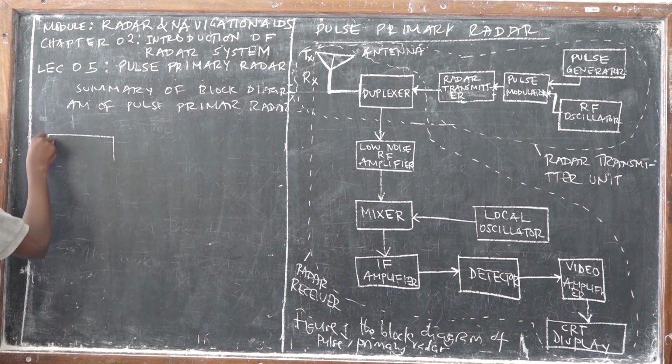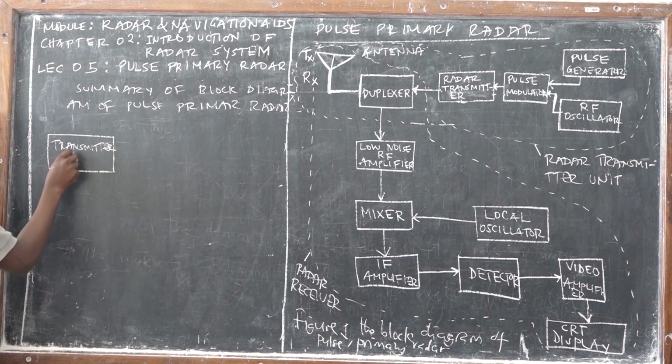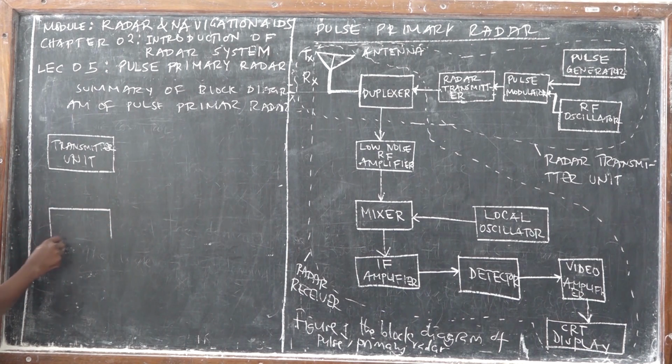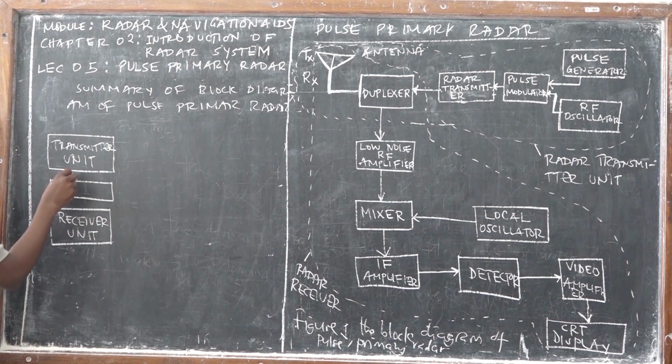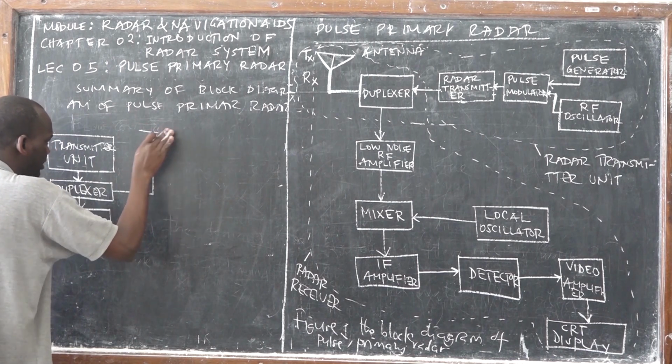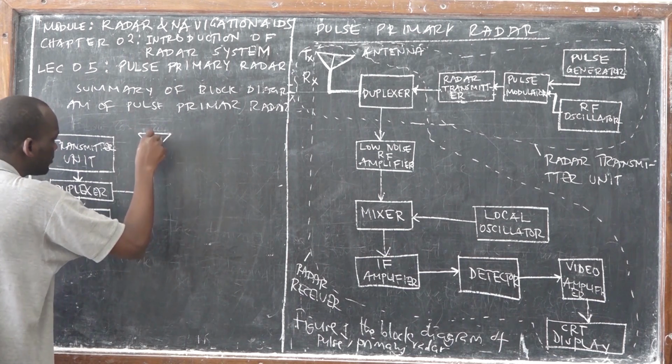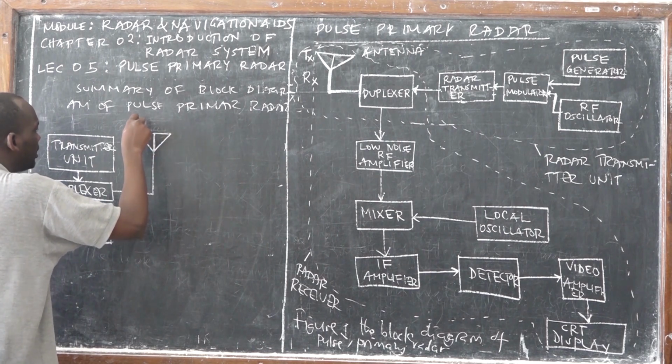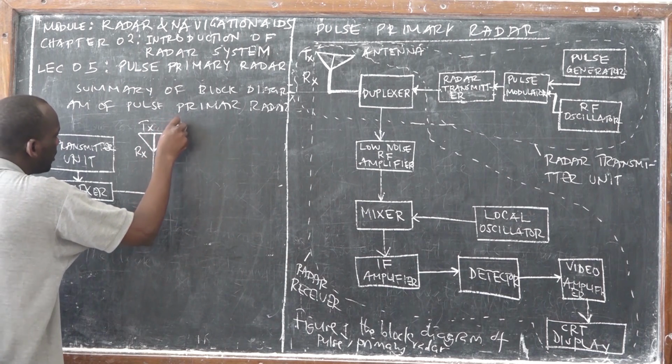The first block is the transmitter unit. The second block is the receiver unit. The third block is the duplexer. The transmitter will be sending information to the duplexer, and the receiver will be receiving information from the duplexer. Then this duplexer will be connected to a transceiver antenna, the TX transmitting and receiving antenna.